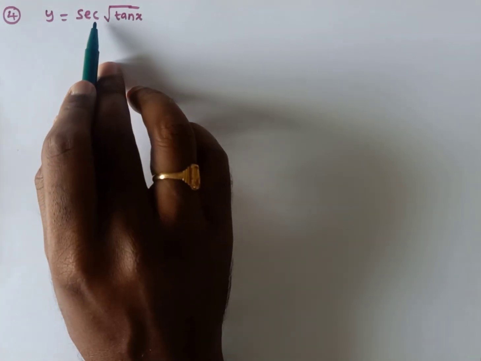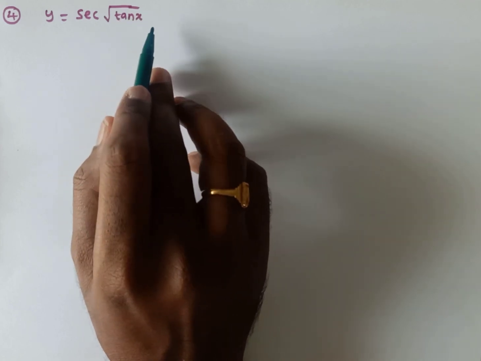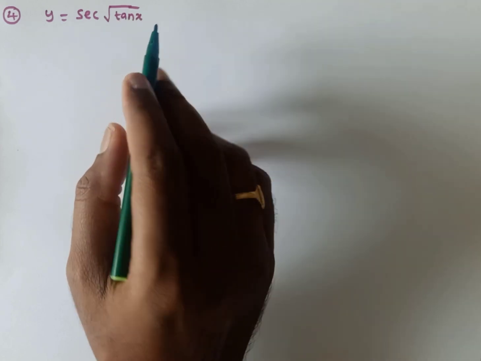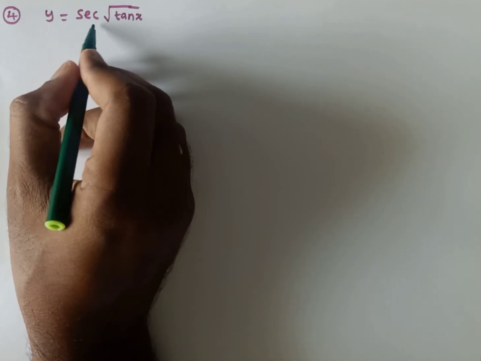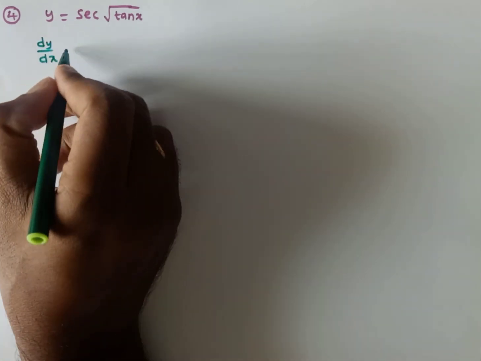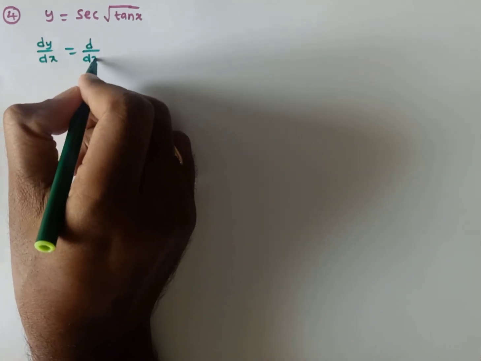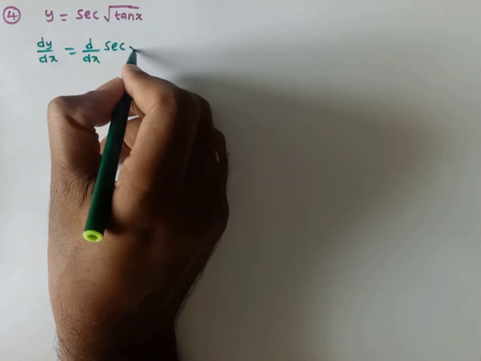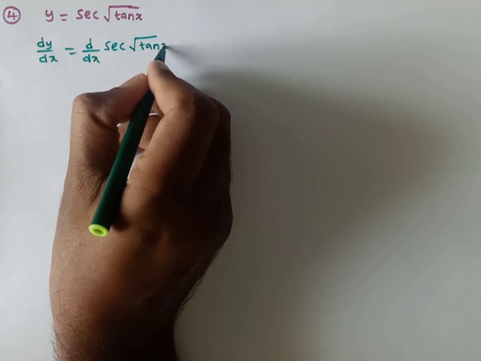Let u equal secant x, v equal root x, and w equal tan x. So here first you need to apply the derivative for secant, right? So apply the derivative. dy by dx is equal to d by dx of secant of root of tan x.